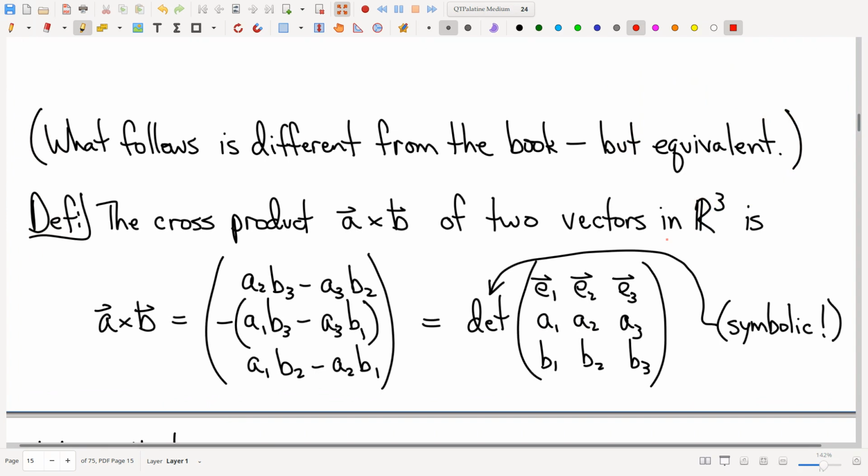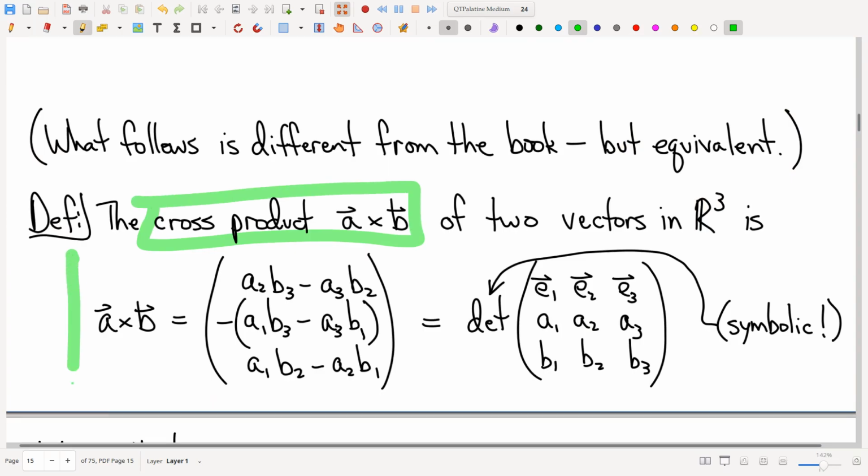Okay, so here's a definition. We're going to define this thing called the cross product. The cross product of two vectors is defined by that formula right there. You should be wondering why. Where did that come from? What an odd formula to write down, right? It doesn't look very natural. Looks pretty weird. And that's all correct.